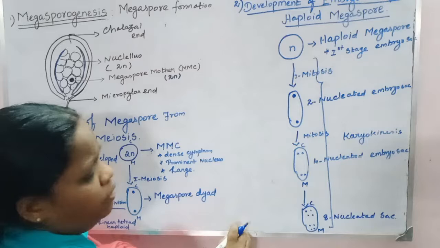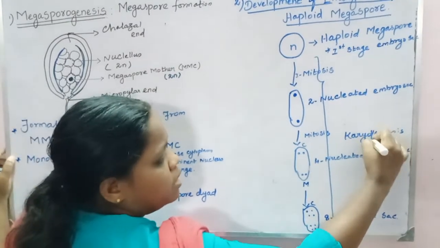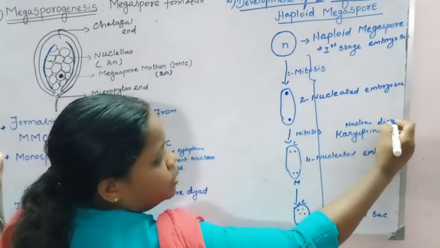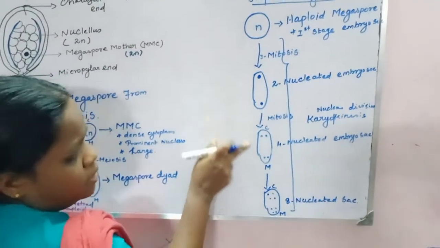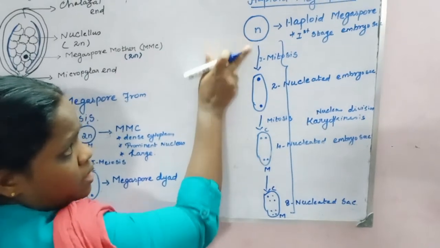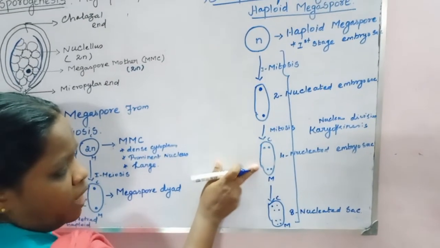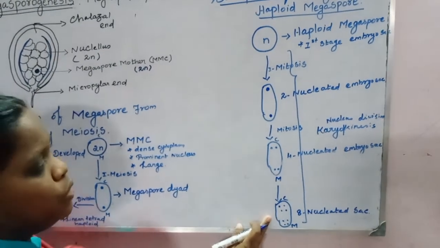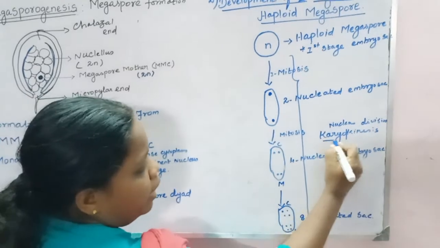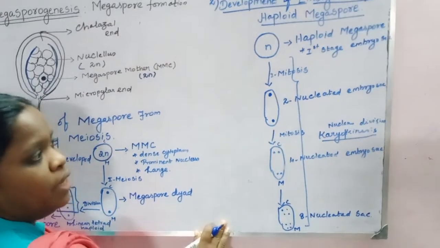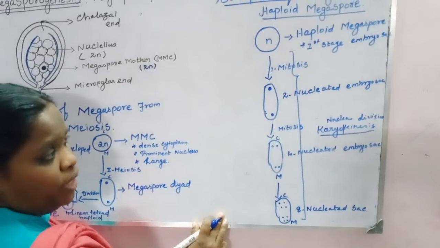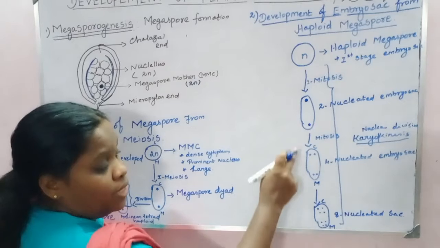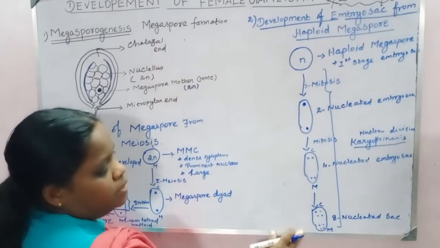What do you mean by karyokinesis? Karyo means nucleus. Here the nucleus is divided, right? One nucleus is divided into 2, 2 nuclei are divided into 4, and 4 divided into 8. So in this step, karyokinesis occurs, that is nuclear division. How many nuclear divisions occur? 3 nuclear divisions occur. All the divisions are mitosis in nature.